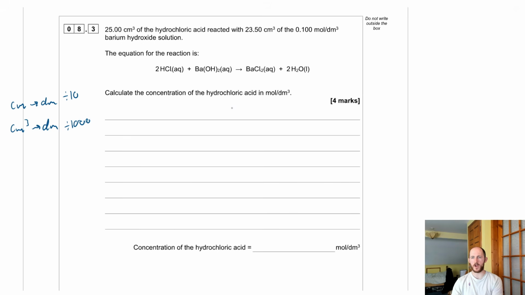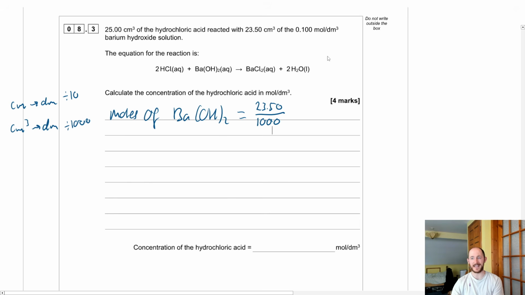So first of all, I want to work out the moles of barium hydroxide. Moles of Ba(OH)2 is simply going to be 23.5, which is the number they have. Convert it into decimeters by dividing by 1,000. So again, that's in centimeters cubed, but our concentration is in decimeters. So divide by 1,000 and then times by the concentration.